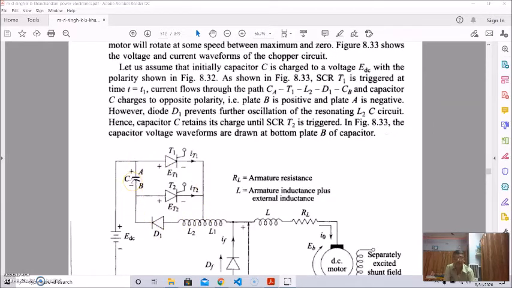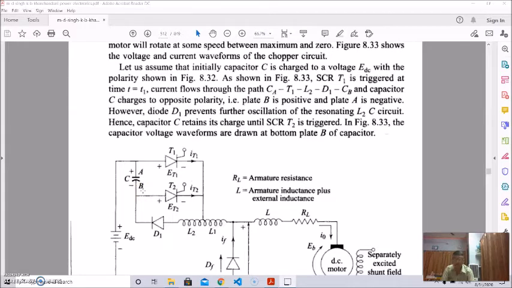This is the current path: from this point through T1, then this portion of the tapped transformer L2, then D1, completing the path at CB. The capacitor therefore charges to the opposite polarity, so plate B is positive and plate A is negative.